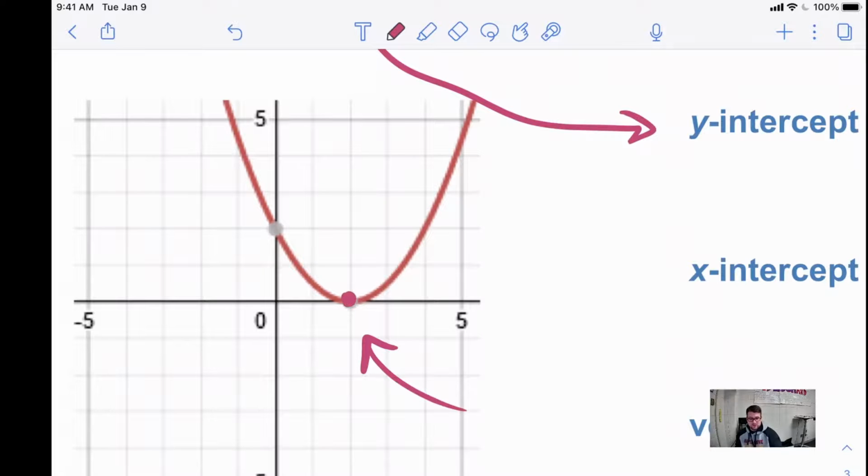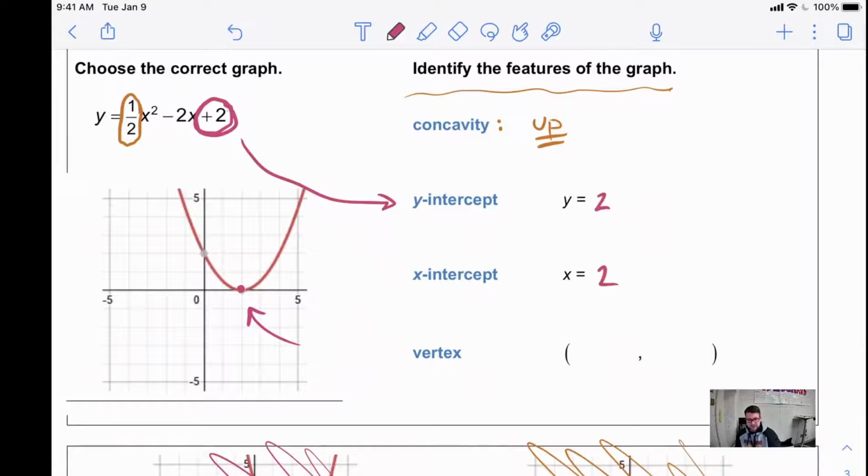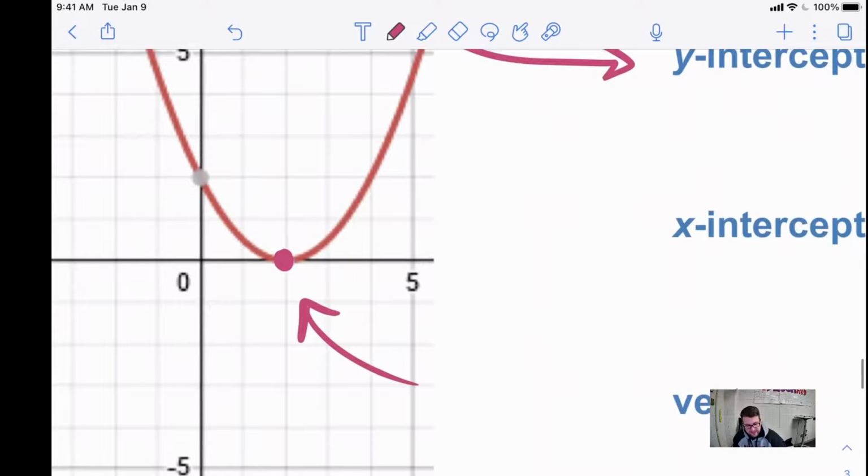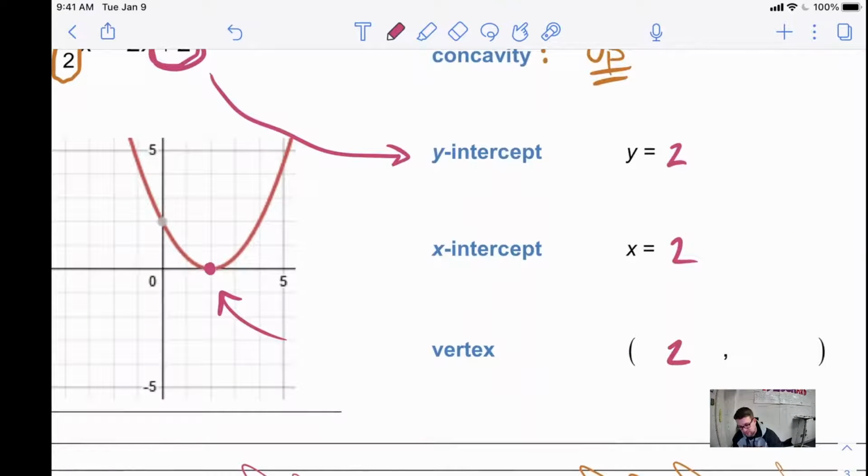X equals 2 would be that intercept. Now this graph only had one intercept because it only crossed the x-axis one time. And the last part is the vertex. Well, looking at this, the vertex is the same as that x-intercept, so we just need to give the point. So it looks like x equals 2, y equals 0.